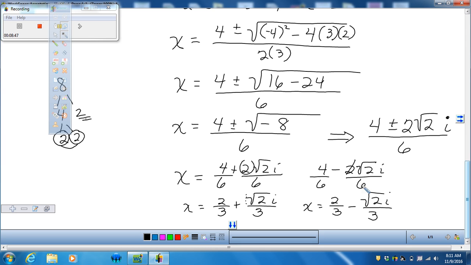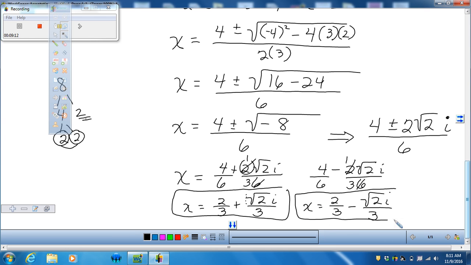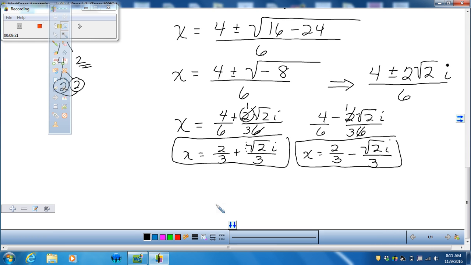Again, this 2 and this 6 reduce down to 1/3, just like this 2 and this 6 reduce down to 1/3. The 2 underneath the radical cannot be simplified. You can't simplify something under a radical with something outside of it. Okay? These are my 2 answers. It is complex because I have a real part and an imaginary part. And once again, you see the conjugate pairs. One's positive, one's negative. Other than that, they're exactly the same. So if you were to multiply them back together, the i's would cancel out.